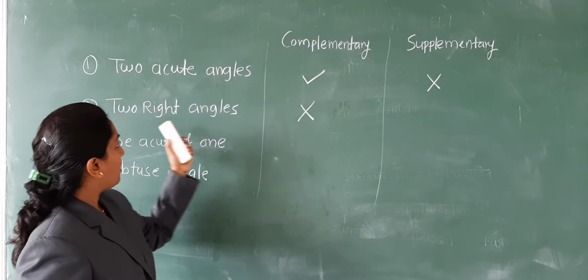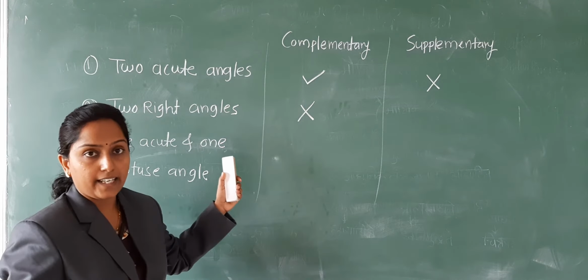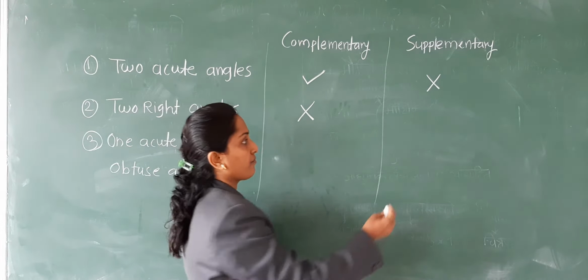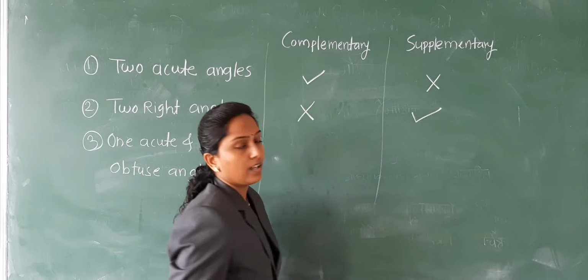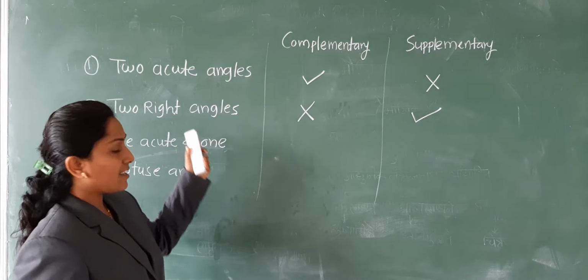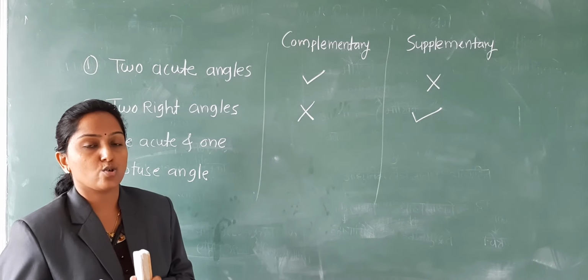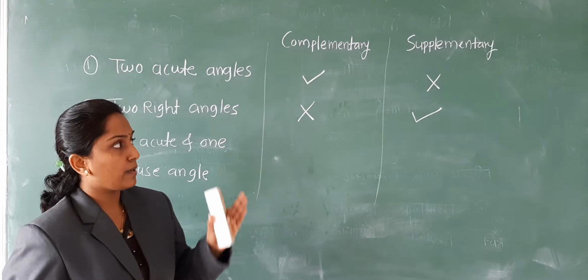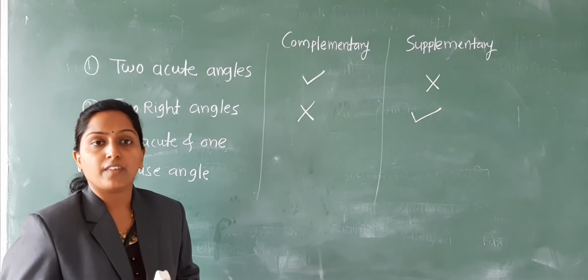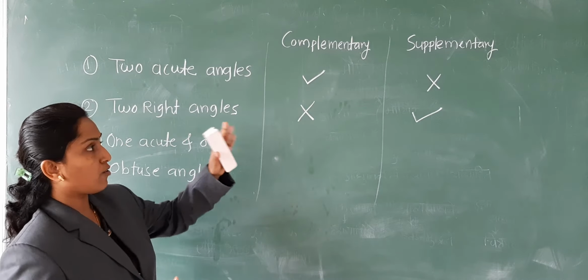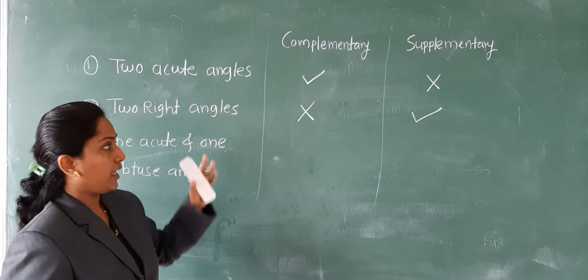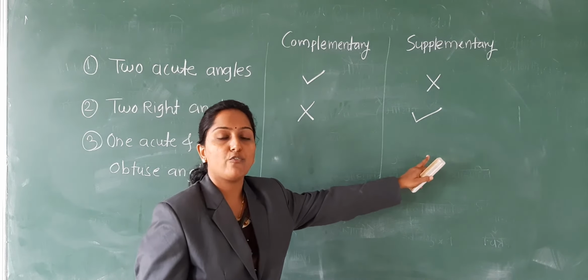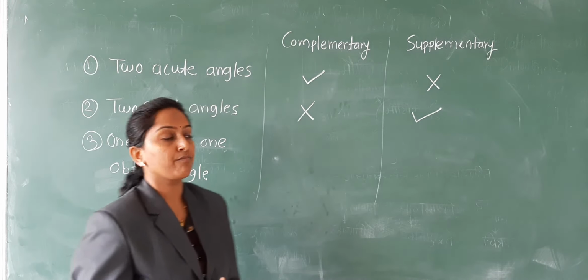But if we take two right angles, can we make a pair of supplementary angles? Yes, it is possible, because two right angles means 90 and 90, so 180 is the possibility. Supplementary angles means 180 sum. That's why, if we take two right angles, we can make a pair of supplementary angles.